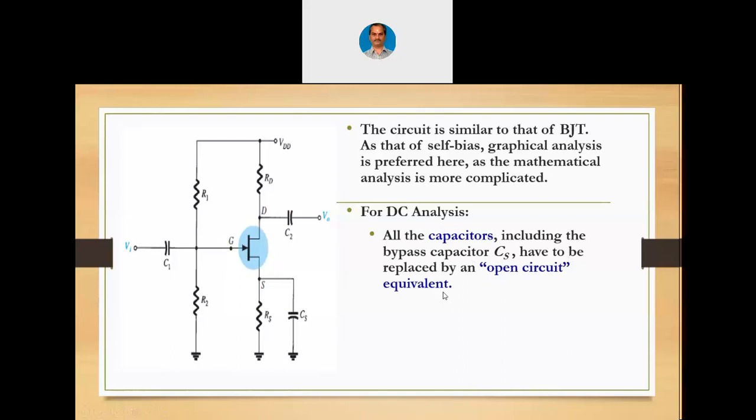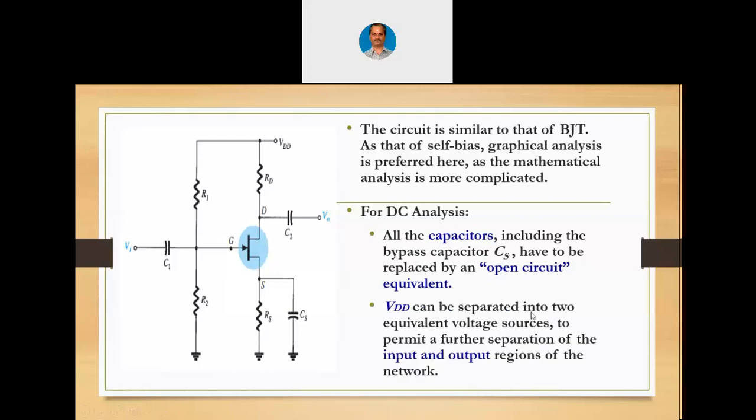We already know that. VDD can be separated into two equivalent voltage sources to permit a further separation of the input and output regions of the network. We can write the VDD separately here from R1 to gate to R2 and again from VDD to drain, this way. We can have two separate networks only for the sake of our analysis so that we can easily deduce the value of VGS and we can easily deduce the value of VDS later on.